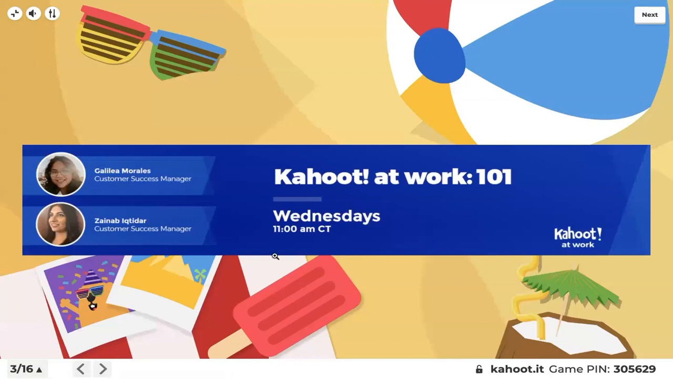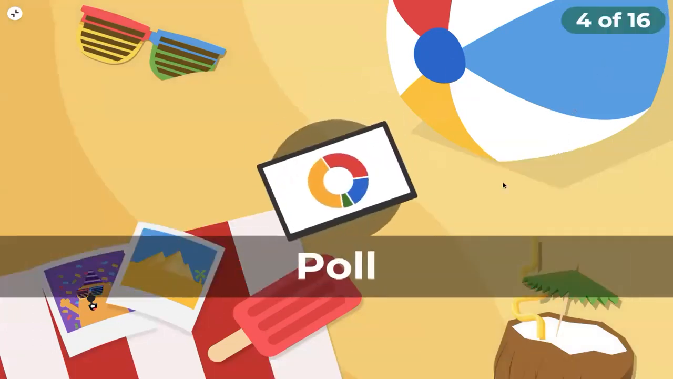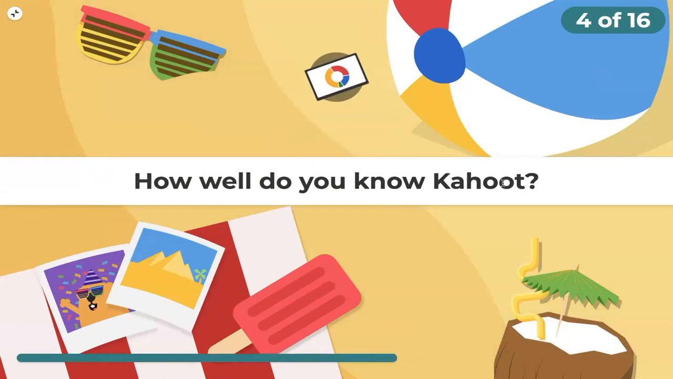So like we said earlier, my name is Zainab. We have my counterpart, Galilea. We're both part of the customer success team. And we are based in Austin. So it is very nice weather for us today. We've broken our 100-degree streak. We have some rain finally. If anyone else is in Texas and got rain, congratulations.